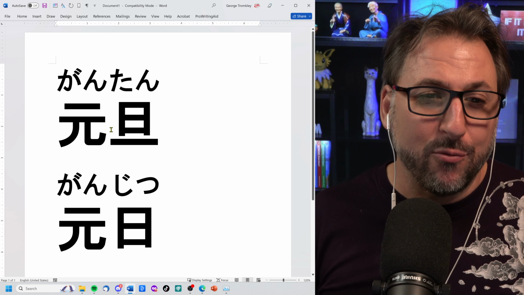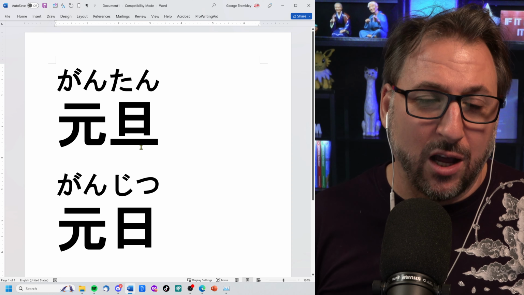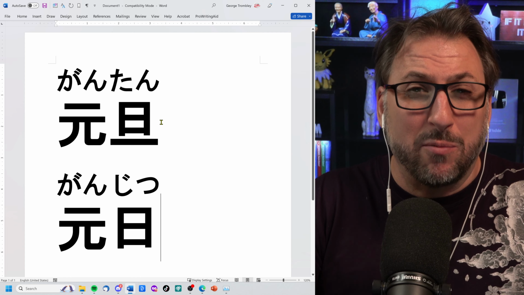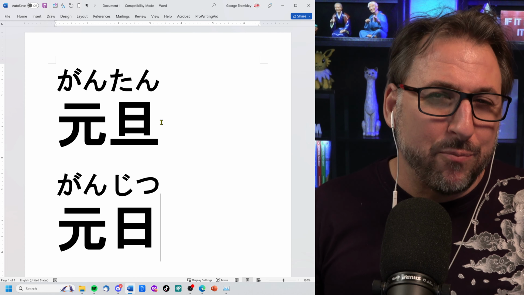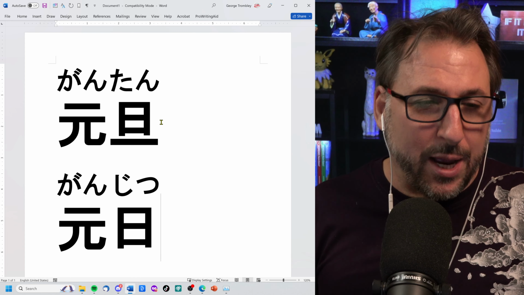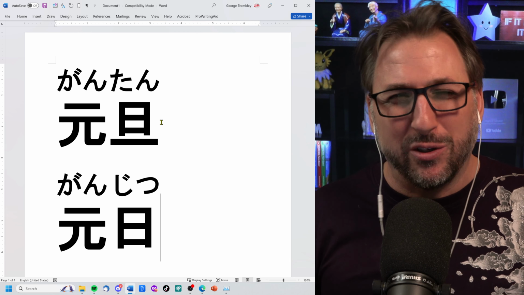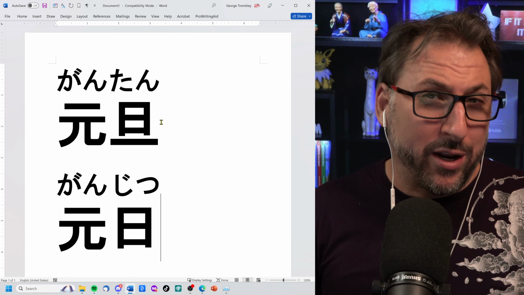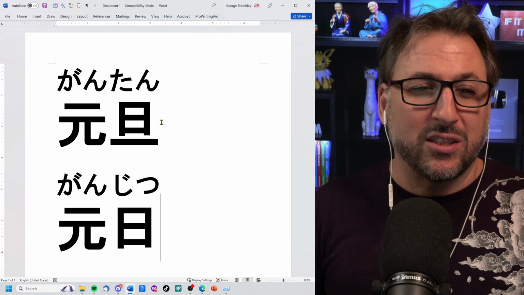And here we have the sun, but it's over this line. That's the sun coming up over the horizon. So that's what it means. When you say gantan, you really mean the morning of New Year's Day, but it also can just mean New Year's Day. But if you're going to ask me what the difference is, gantan is New Year's Day morning, and ganjitsu is the day.